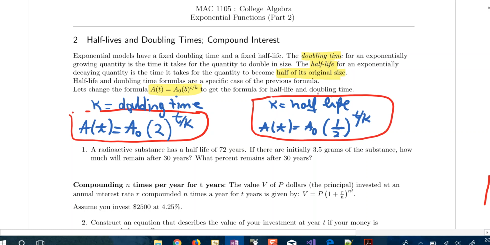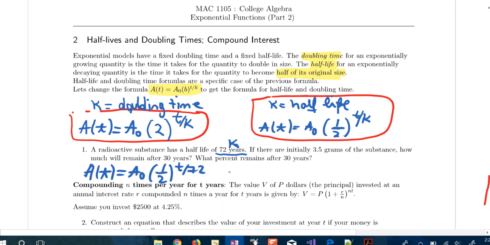All right, so for example, a radioactive substance has a half-life of 72 years. Well, this means that k is 72 years. It means that every 72 years, the quantity halves in size. So we're going to use the second formula. Let me write down the formula first. The amount is what you start with, times 1/2 to the t over 72, because my k is 72, because it halves every 72 years. If there are initially 3.5 grams of the substance, how much will remain after 30 years?